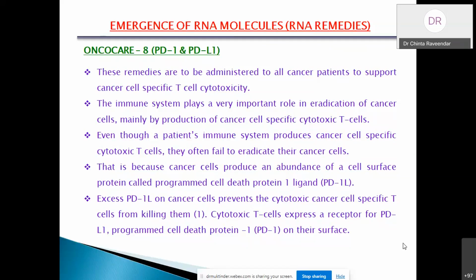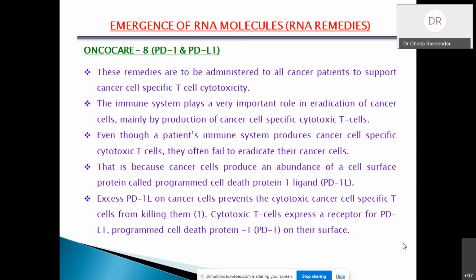So why is this not working in our body? I will throw a little light on that. The immune system plays a very important role in eradication of cancer cells, mainly by production of cancer cell-specific cytotoxic T cells. CD4 and CD8 cells are associated with immunological disorders, but for cancer, it is the cytotoxic T cells. Even though a patient's immune system produces cancer cell-specific cytotoxic T cells, they often fail to eradicate the cancer cells.